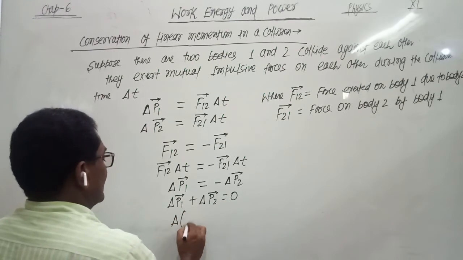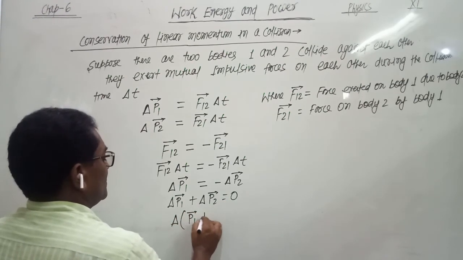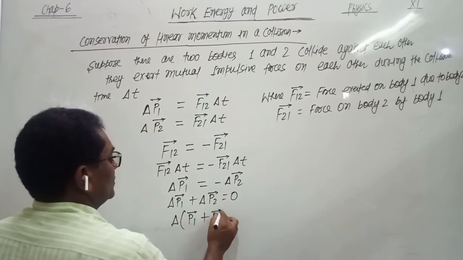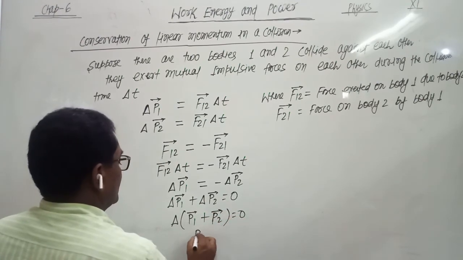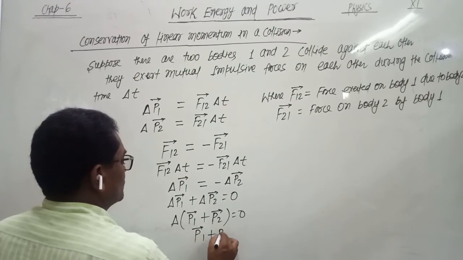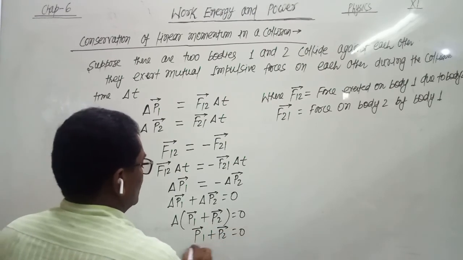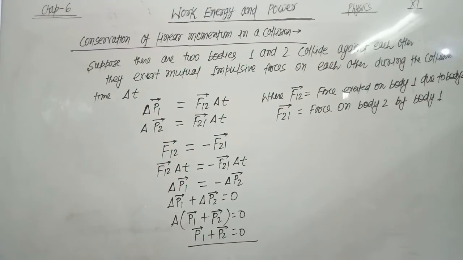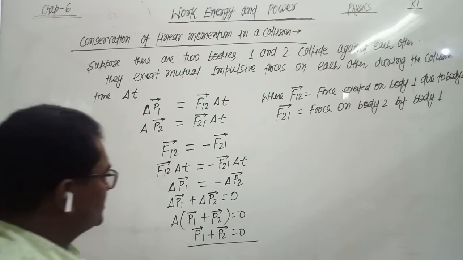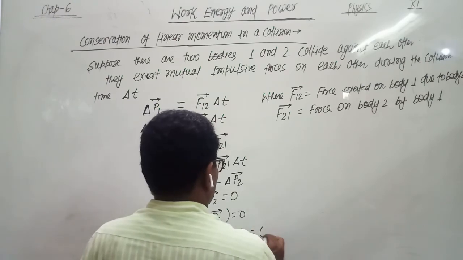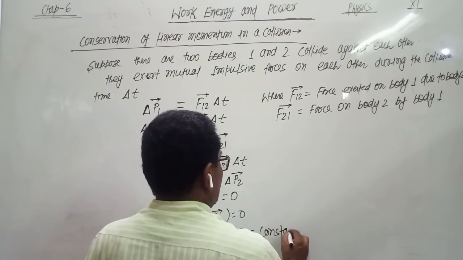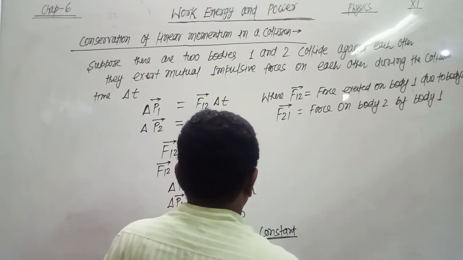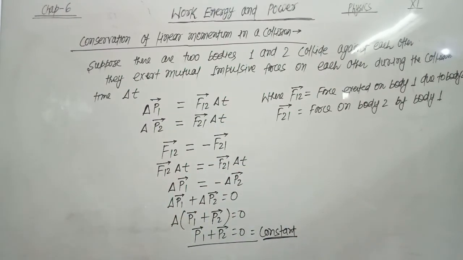Taking delta as common, we get p1 plus p2 equals 0. And 0 is a constant term. Therefore, the sum of the linear momentum of the two bodies remains conserved. The value of p1 plus p2 is constant, and this is the conservation of linear momentum in a collision.